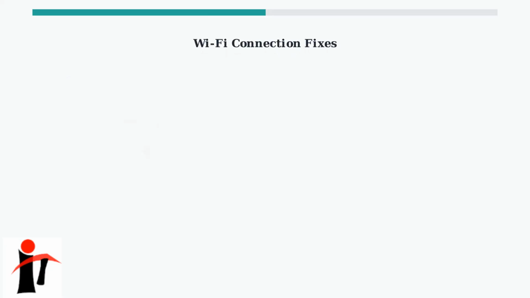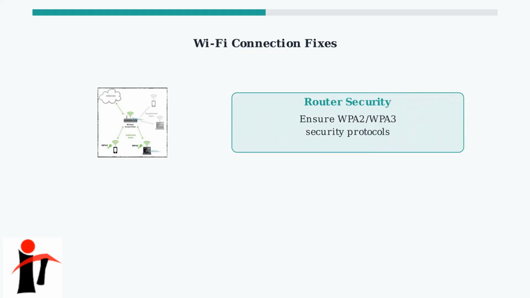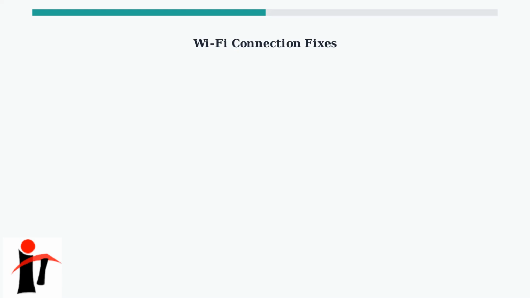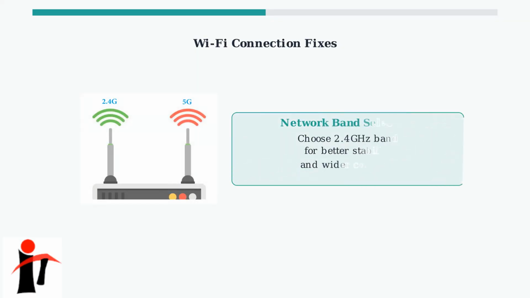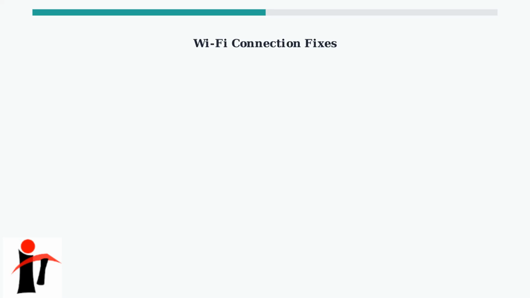Now let's address Wi-Fi connectivity problems, which are the most common setup issues. For Wi-Fi connectivity problems, first ensure your router uses WPA2 or WPA3 security protocols for proper authentication. Next, manually select the 2.4 GHz network band for better stability and range. If problems persist, try switching to a public DNS like 8.8.8.8 in your network settings.